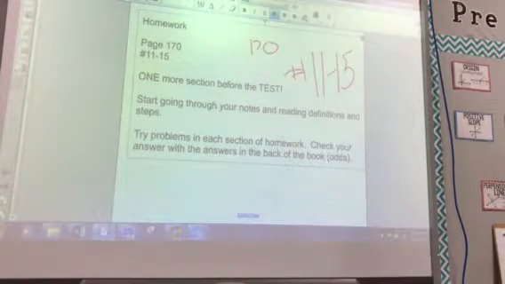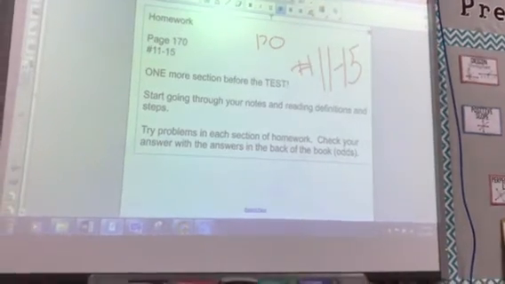One more section before the test. Start going over your notes, reading definitions, steps. Try problems in each section of your homework. Check your answers with the answers in the back of the book. I think mostly are odds in the back of the book. Review your stuff. See you tomorrow.